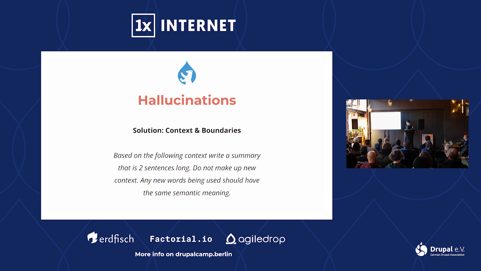So this is a problem, of course. And the solution to this is actually quite easy. If you give it context and boundaries, it will almost always stay within this context and boundaries. This is easy to test with ChatGPT. You copy some text and ask for a summary about this. It's never gonna make up anything. The summary might not be perfect, but it's not gonna make up stuff. It's gonna be basing that on that context.